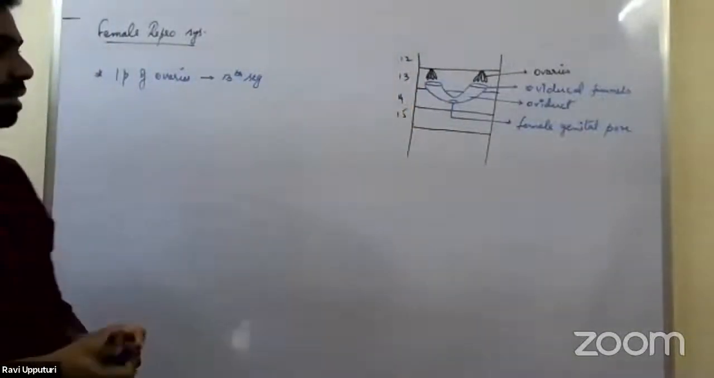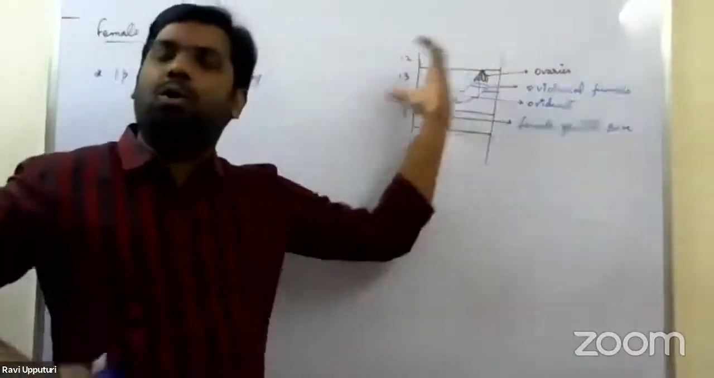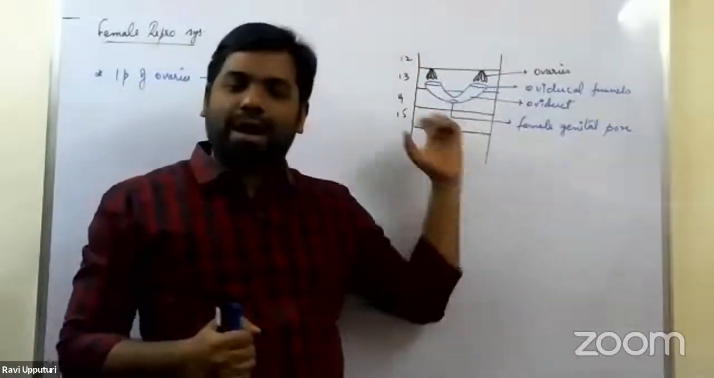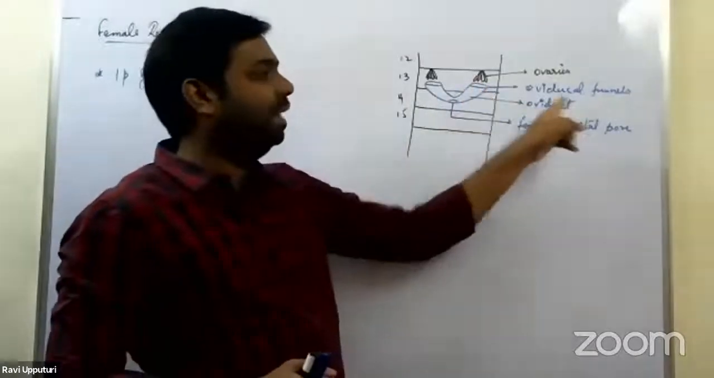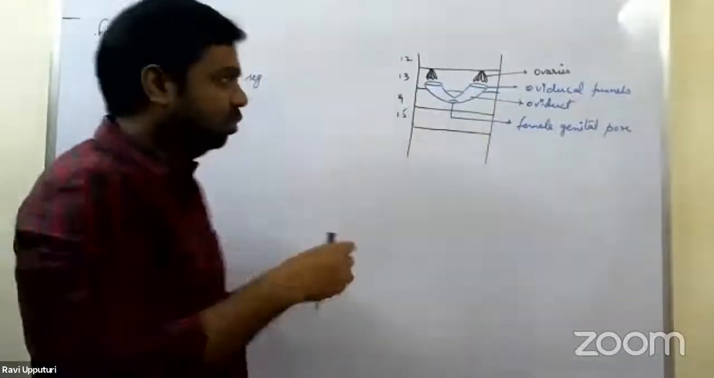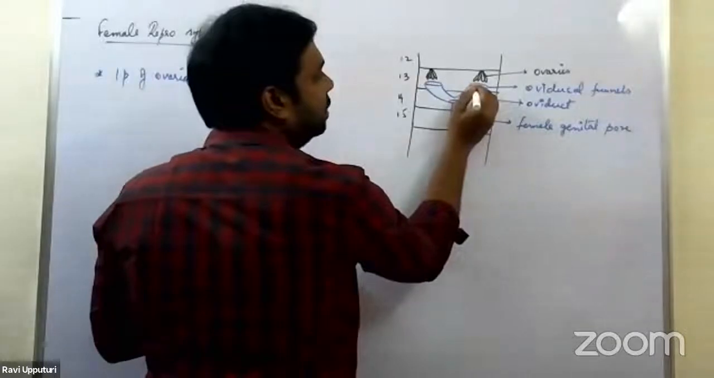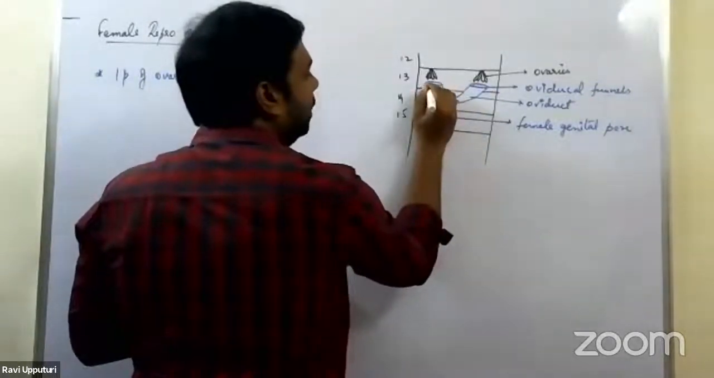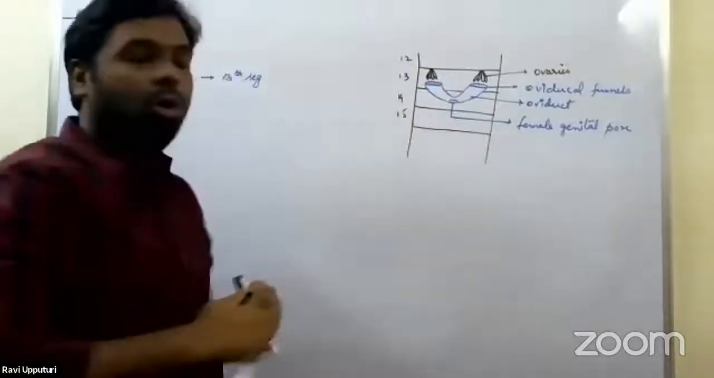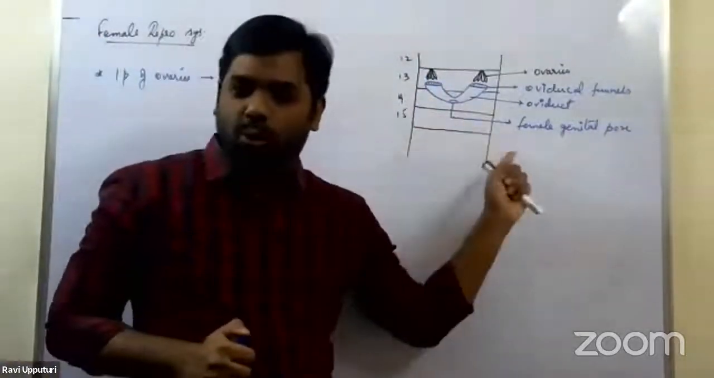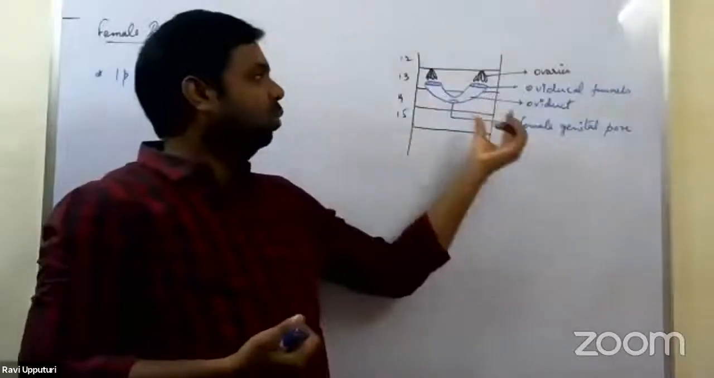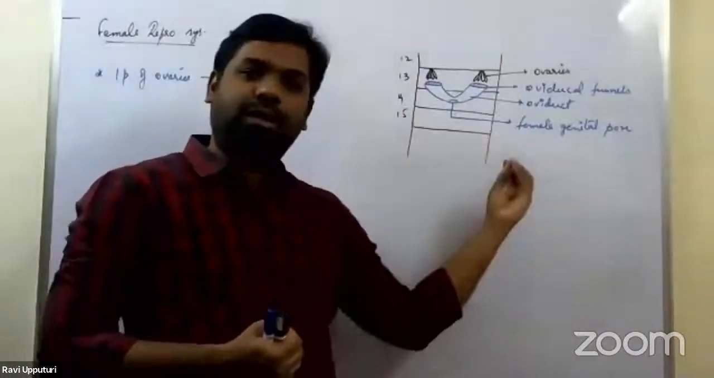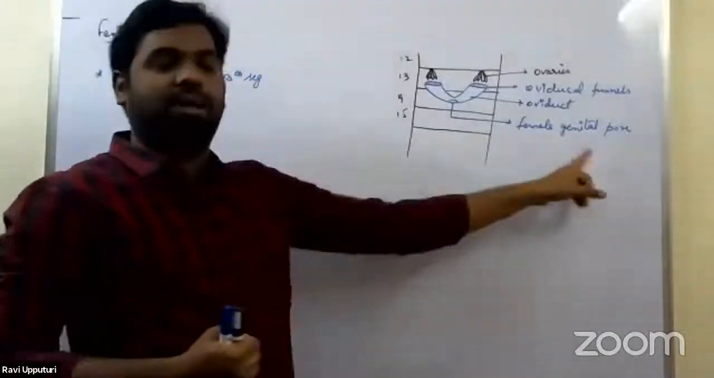What exactly is happening here is, as and when the ovaries start releasing the ovum, all of those ova are captured by the oviducal funnels. These oviducal funnels are lined by ciliated epithelium. Since they are lined by ciliated epithelium, they capture the ovum released from the ovaries and pass it into the oviduct, and through the oviduct, the ovum is released to the outside through the female genital pore.